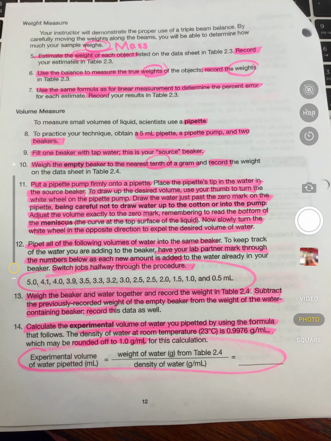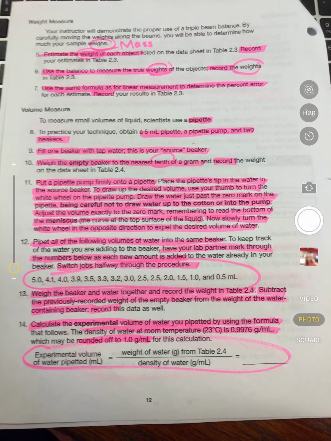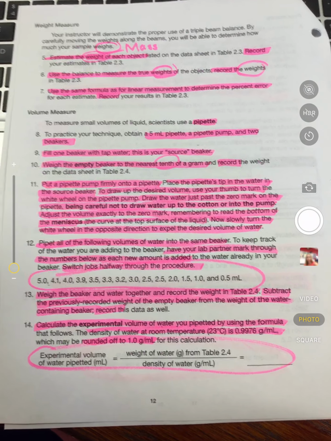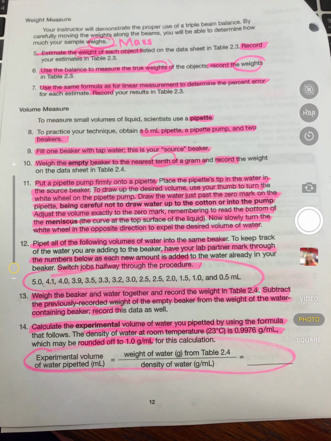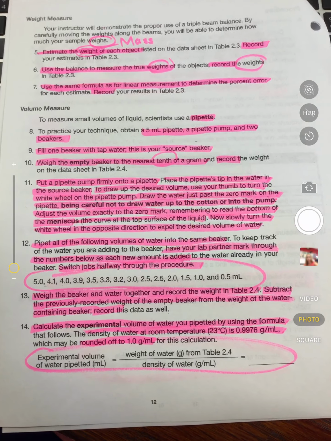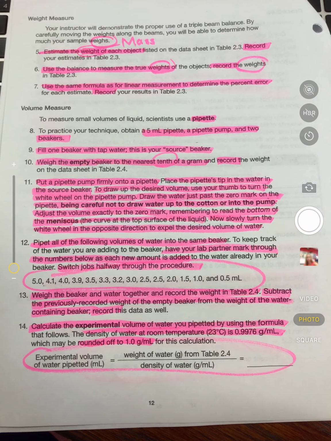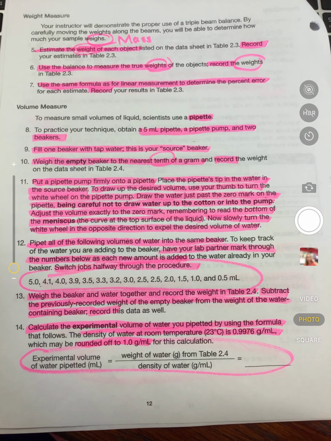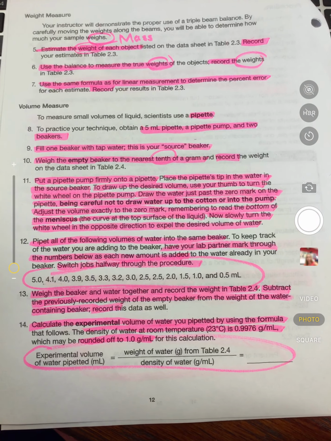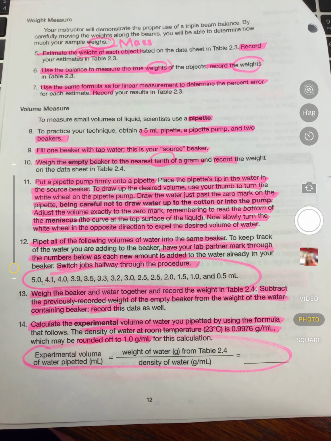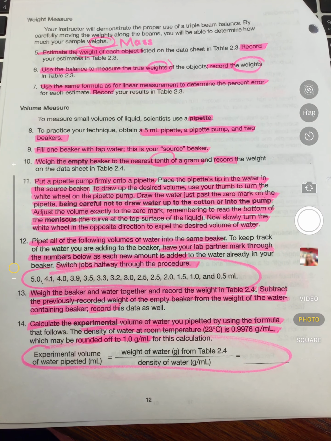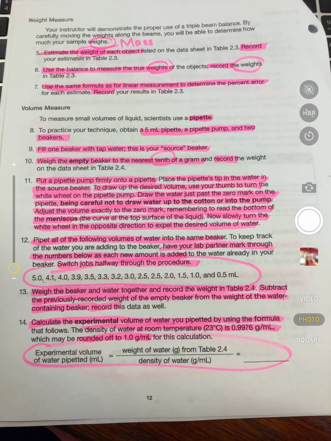Now, I'll do another quick video to show you how to use a pipette. No, I won't. I'll just show you in class. But you'll be given a pipette and a pipette pump. If you had Mr. Johnson for chemistry or college bio, you've probably done something similar to this before. But you'll have one beaker set up as your source beaker, as step 9 refers to, and another beaker that's going to be your empty beaker.